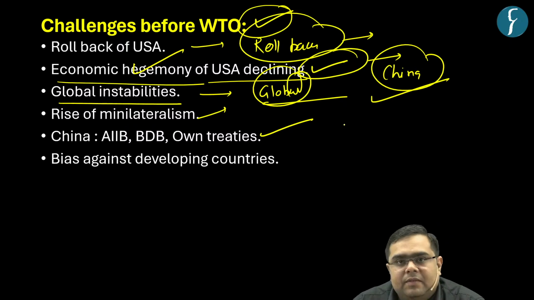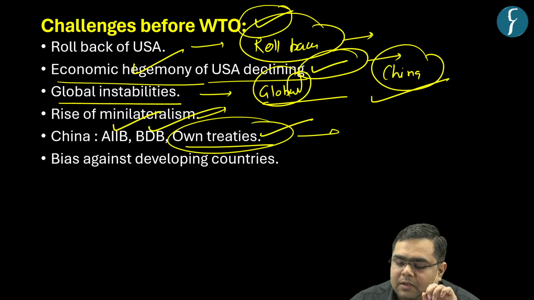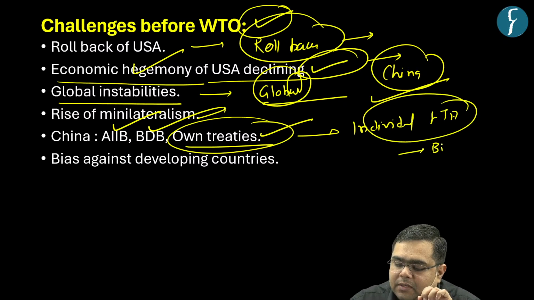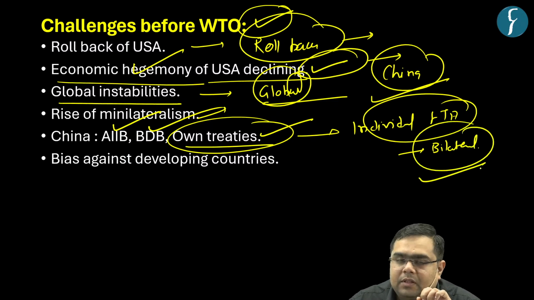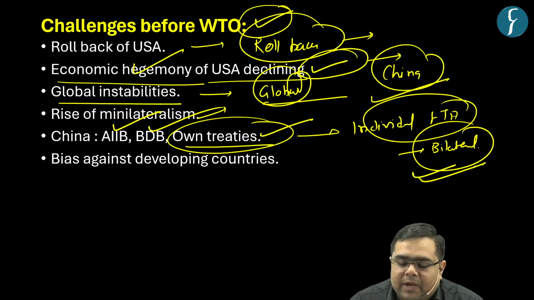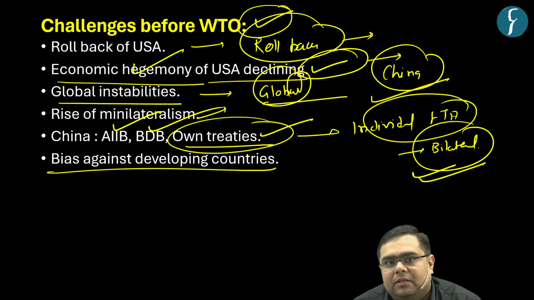Again, another challenge with respect to the WTO is that China has gained and developed parallel institutions in the form of AIIB, the BRICS Development Bank, and then they are also signing their own treaties, that is, individual free trade agreements and bilateral agreements with important nations of the world. So they are not bound by the treaties or agreements undertaken by the WTO.